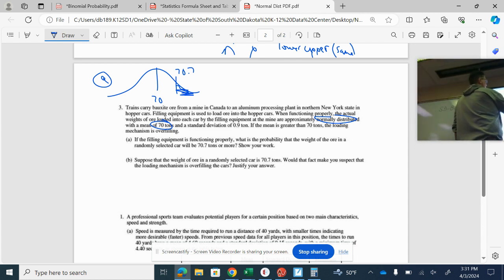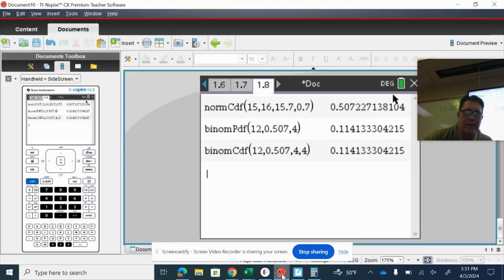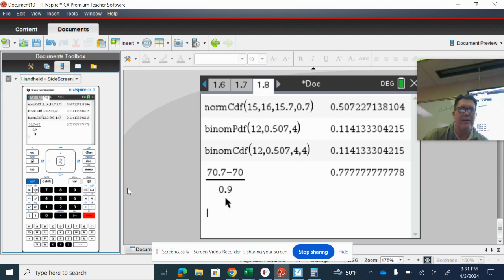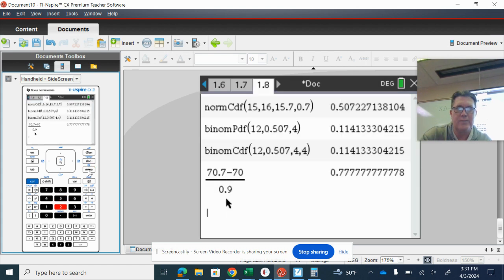Okay, we've got a curve, our z-score. I'm going to do this one the old school way. We're going to go 70.7 minus 70 over 0.9, got a lot of decimals in there. The Inspire calculator is pretty cool. If you do the control divide feature, 70.7 minus 70 over 0.9, it looks exactly like the z-score, but we get a 0.777 z-score. So I'll write that down in a minute, but I'll use this, menu 652.